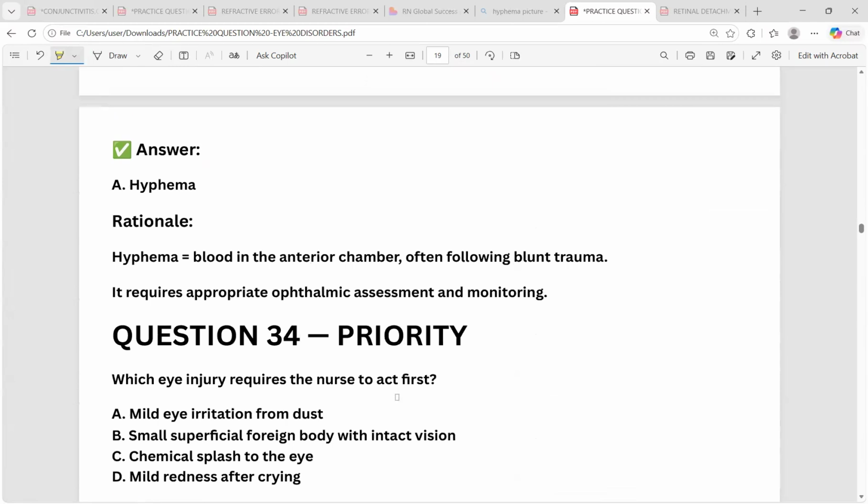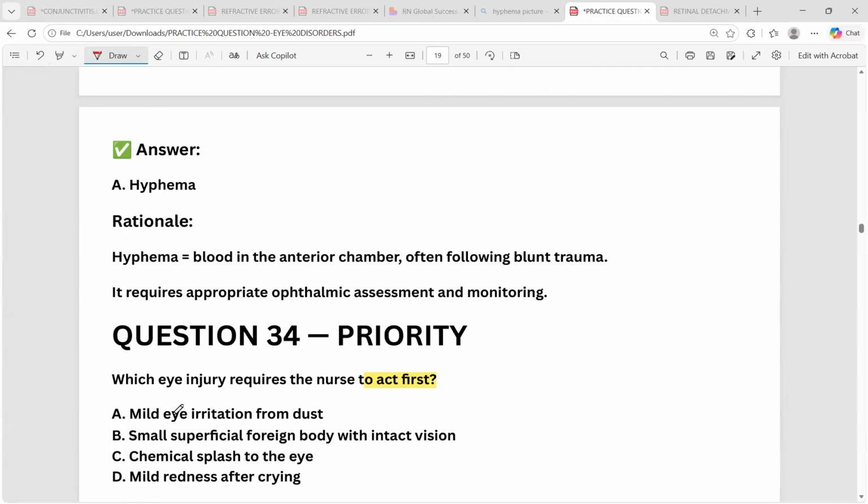So here also it is a priority-based question. Which eye injury requires the nurse to act first? First one, mild eye irritation from dust. Second one, small superficial foreign body with intact vision. Third one, chemical splash into the eye. Last, mild redness after crying. In which situation is immediate evaluation necessary?